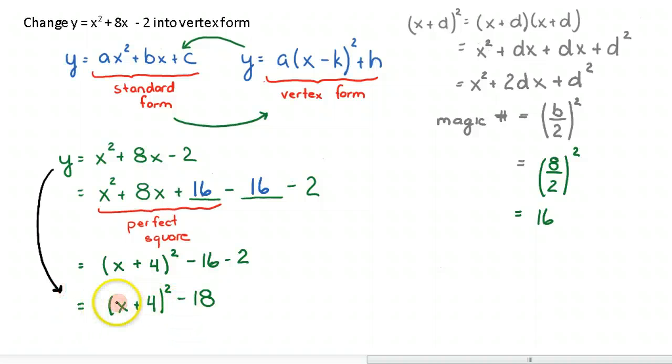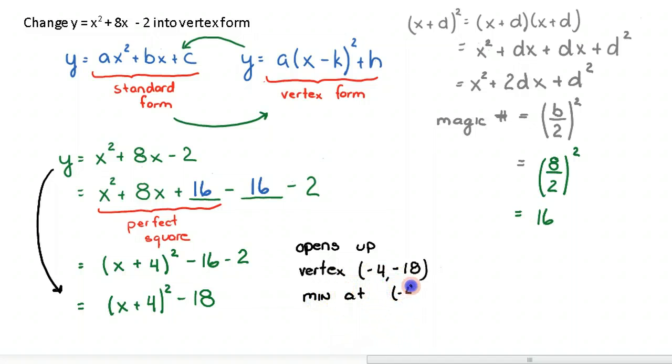And the beautiful thing now is that from this relationship we can tell all sorts of things, such as it opens up, it has a vertex at (-4, -18). It has a minimum value of -18 at x equals -4. It has an axis of symmetry of x equals -4. And I can also pull my transformations out of that.